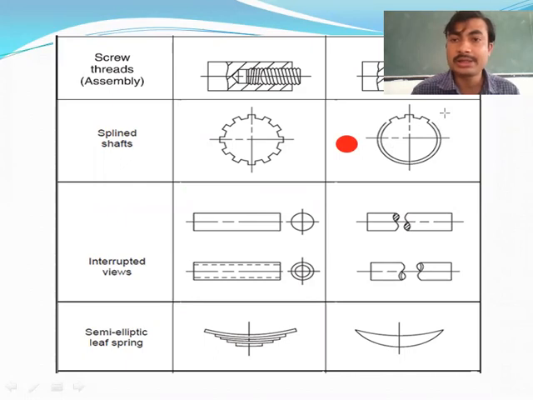The next category is interrupted views. Interrupted views is nothing but, when there is a pipe which has a long length, we have to break it. Interrupt is nothing but, dear students, breaking the continuity of a series. Here you can see a circular object, it may be a pipe. The first one is a solid pipe. The second one is a hollow pipe. In the third column, you are going to see the interrupted views.